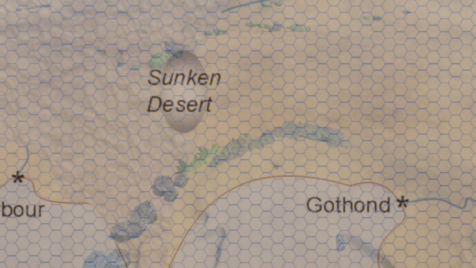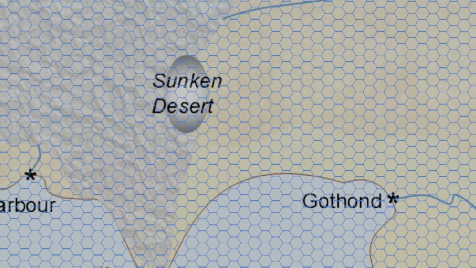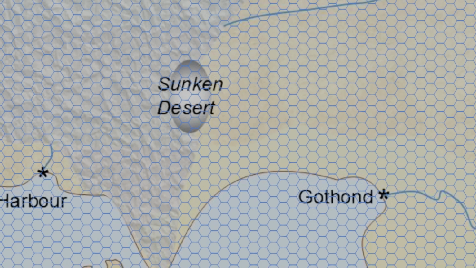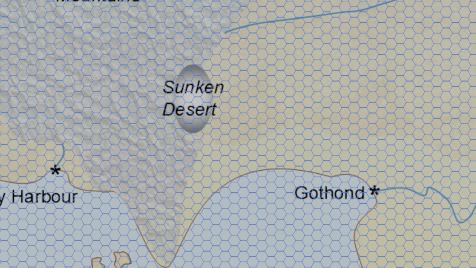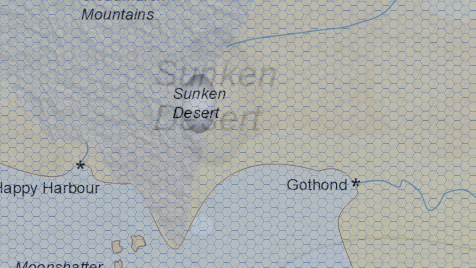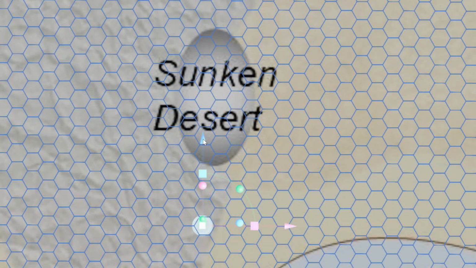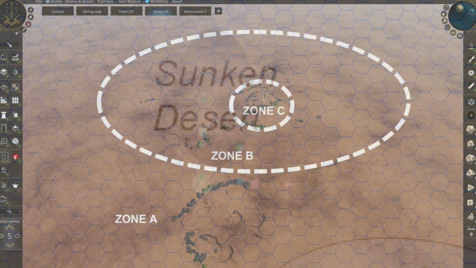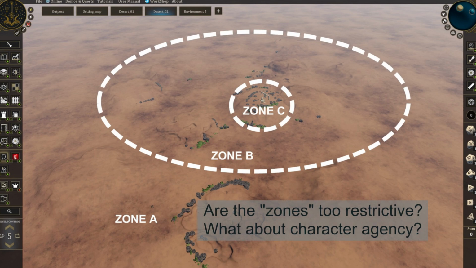In a hexcrawl, characters can explore through a hex polygon, usually measured a few miles across. The characters can gather information about one hex polygon and then move into any adjacent polygon. Alternatively, they can decide not to explore and instead to move ahead at a quicker pace. If you feel that the adventuring zones are too restrictive and railroading the characters through a pre-decided script, then you can arrange the zones differently.